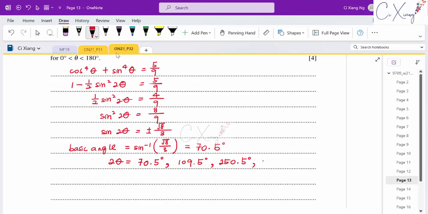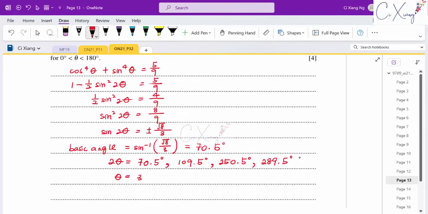And the fourth quadrant will be 360 minus the basic angle, which is this one. And since I have already gone through the fourth quadrant, I think I should stop here. Then, of course, I want to get the final answer for theta. To get the final answer for theta, you need to divide all the answers here by 2.